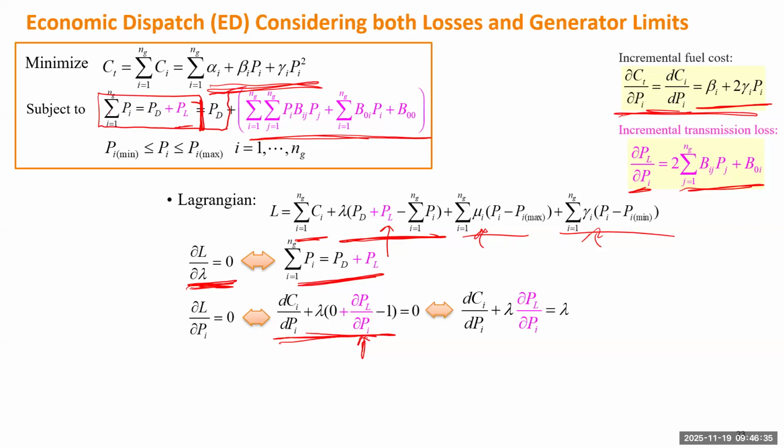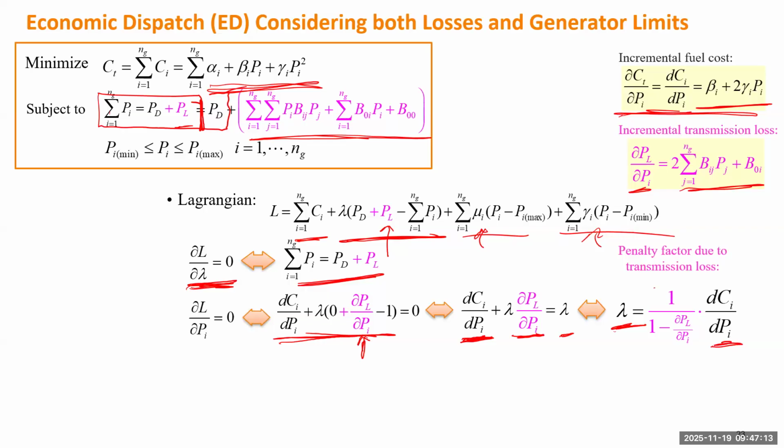So we slightly rearrange the second equation. That tells us the incremental cost of each unit plus lambda times the incremental transmission loss with respect to each unit will be lambda. And we further simplify this one. It tells us the multiplier lambda is equal to the incremental fuel cost of each unit multiplied by a factor.